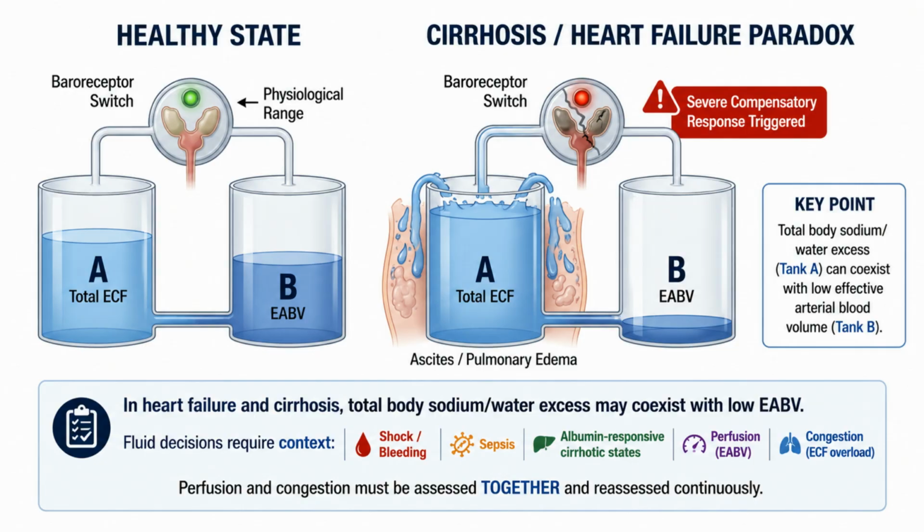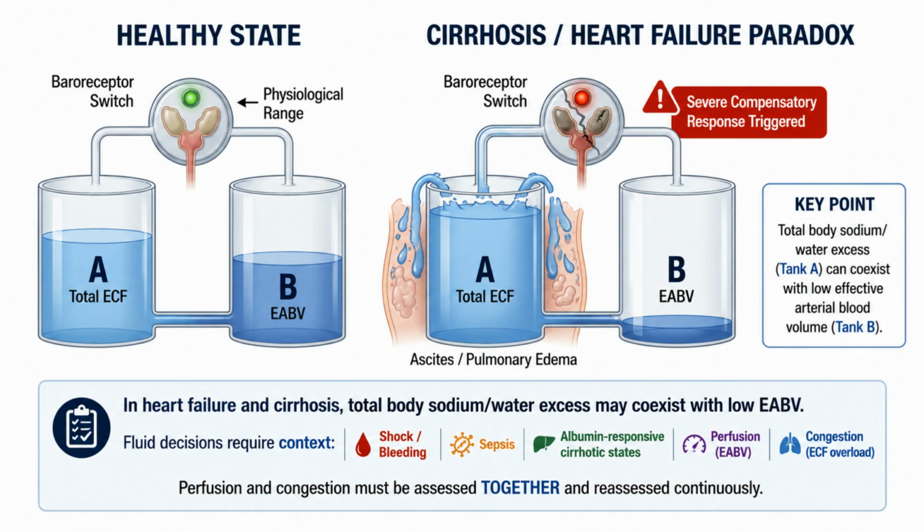Total extracellular sodium and water may be high, shown by ascites or pulmonary edema, but effective arterial blood volume may still be low because of arterial vasodilation, low forward flow, or altered venous capacitance. That is the paradox. The patient can be edematous and still have arterial underfilling. So the decision is not dry or wet in a simplistic sense. The decision is whether perfusion, congestion, or both are driving the current problem.